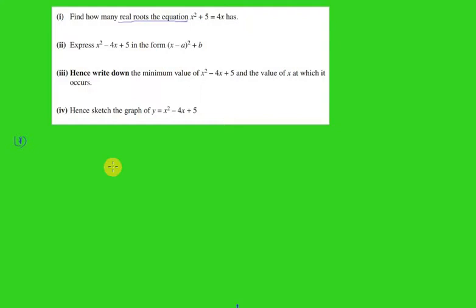So let us rearrange this, and we get x squared subtract 4x plus 5 is equal to 0. Now this is in the form ax squared plus bx plus c, where a is equal to 1, b is equal to minus 4, and c is equal to 5. And what we will do now is find out what b squared minus 4ac is equal to. And this is called a discriminant.